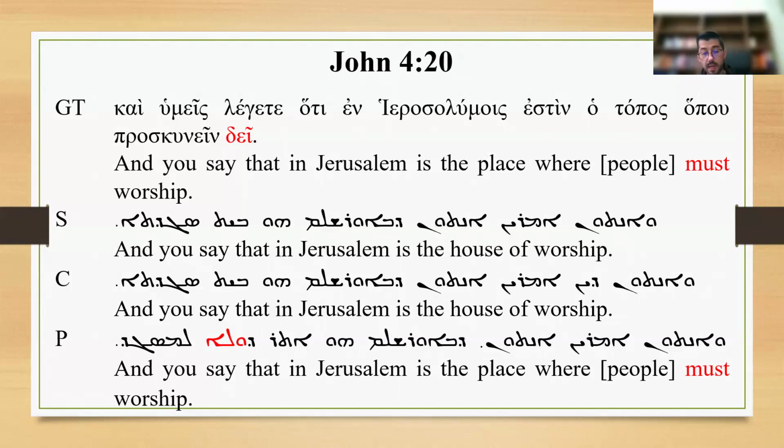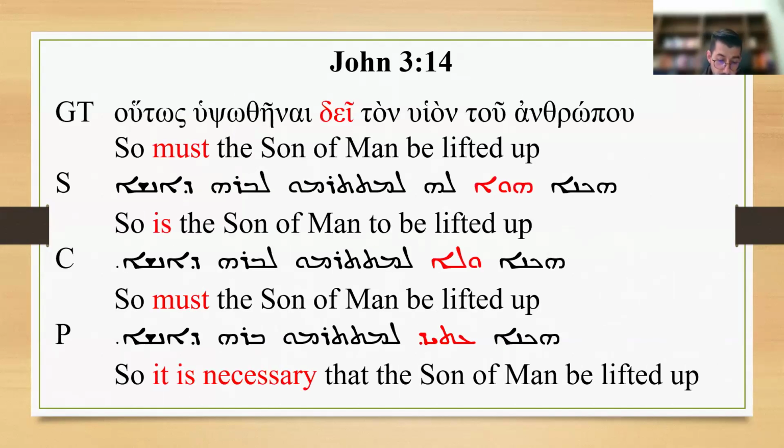Now I would like to discuss two occurrences of day linked to Jesus' passion. Let us begin with John 3:14. In John 3:14, the first occurrence of day appears, which defines the necessity of Jesus' passion. The Syriac Sinaiticus contains a particular construction that is chva plus lamat plus personal suffix plus lamat plus infinitive. How to interpret this translation?